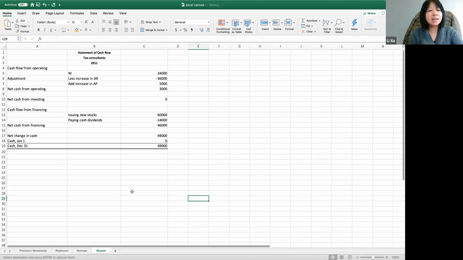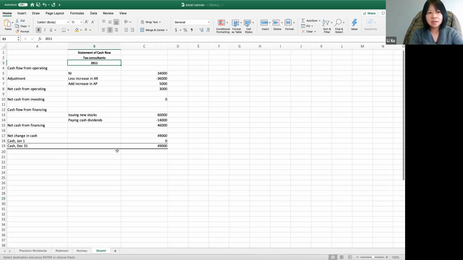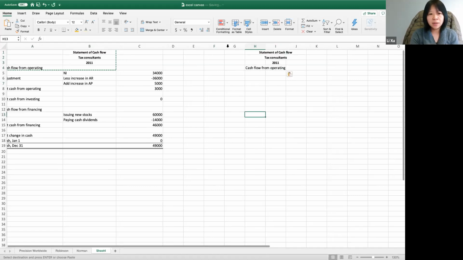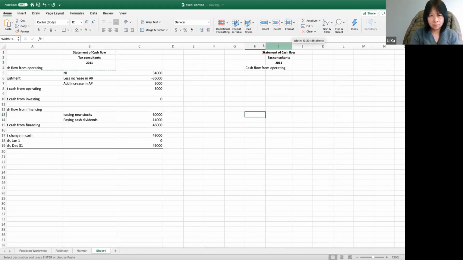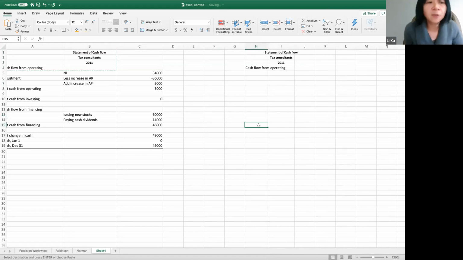So this is about the tax consultant, but this is the first year. And what I'm going to do is I will just look at this operating section, then very quickly do a direct method, okay? So, anything here, even copy paste. If you don't have this, it's fine. I just wanted to make it complete to make sure we feel comfortable, okay?